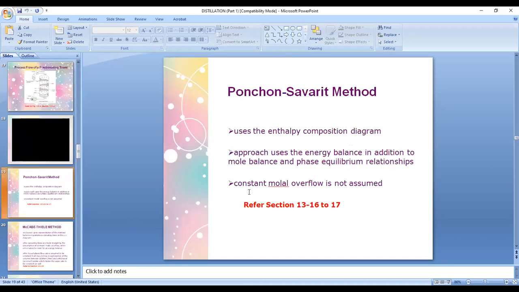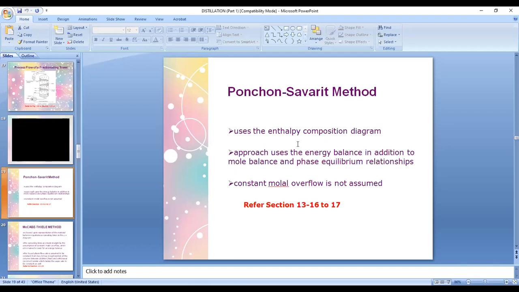The most accurate way of solving a problem concerning distillation is using Ponchon-Savarit, which does not assume constant molar overflow. It is not assuming that the amount of liquid that flows downward the column from a particular tray or stage is the same as that amount of liquid that is introduced on that particular tray or stage. That's constant molar overflow. The same thing with the vapor. In the case of Ponchon-Savarit, we don't assume that one.